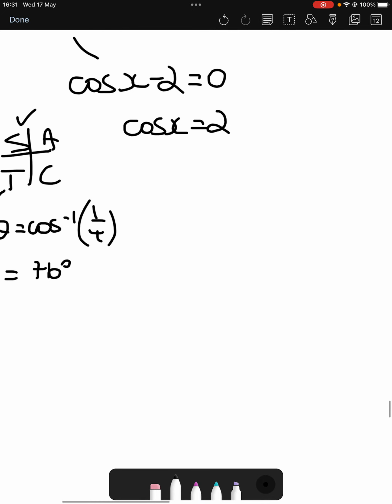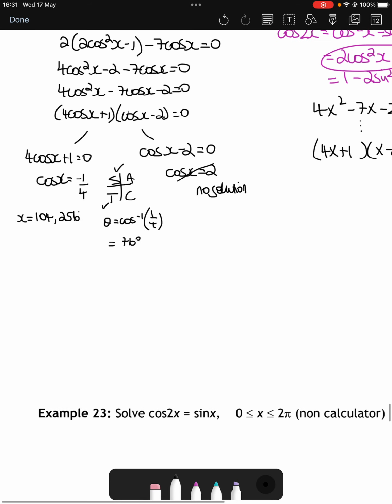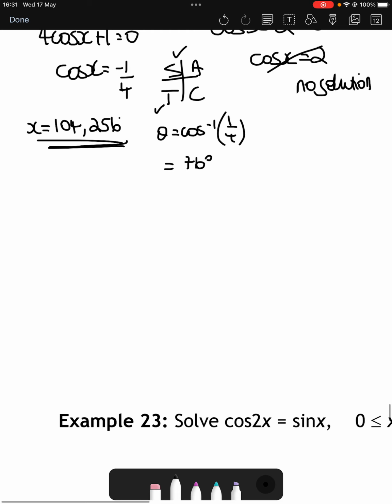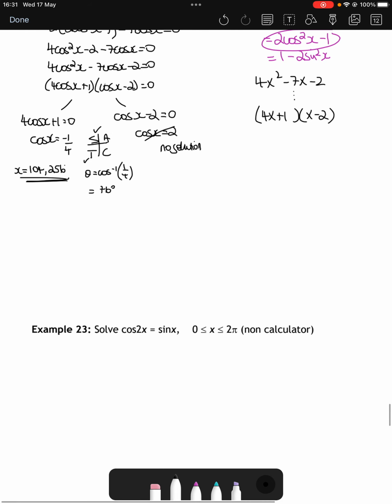Okay, over here we have 2. Now the issue with 2 is that cos has to be between 1 and negative 1, so this has no solution. You can score it out, you can do whatever you want. So basically our answers are just that. Okay, that's it. So careful if you get something that's bigger than 1 or less than negative 1, cannot do it, no solution.